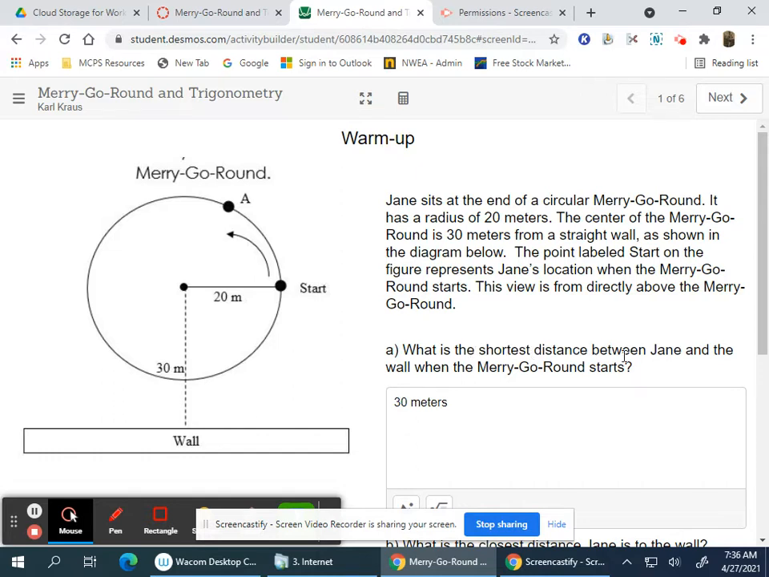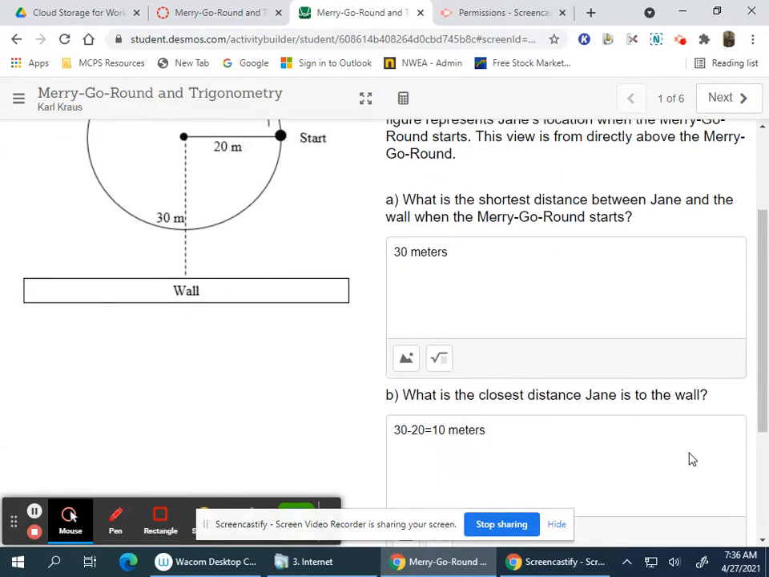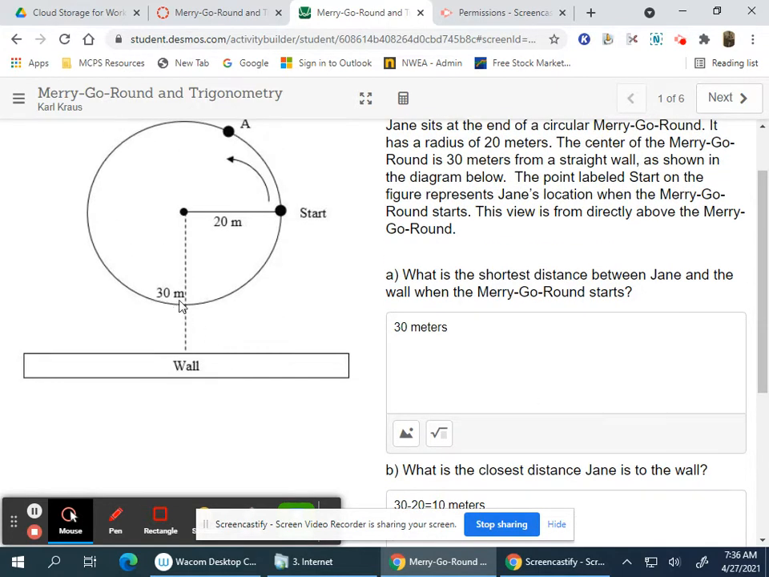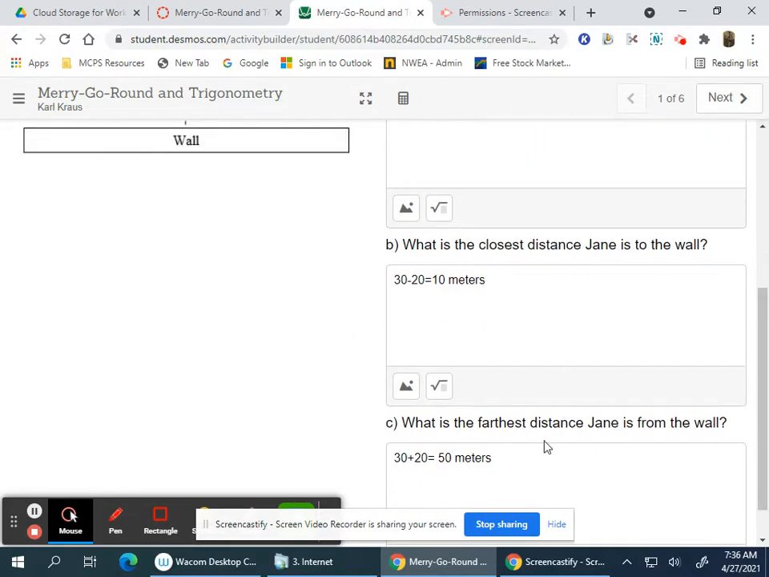What's the shortest distance between Jane and the wall when the merry-go-round starts? So here's the starting position. You want this perpendicular distance right here, which is 30 meters. What's the closest distance Jane is to the wall? That would be down here. So you want to do 30 minus 20. So 30 minus the radius, which is 20, is 10 meters.